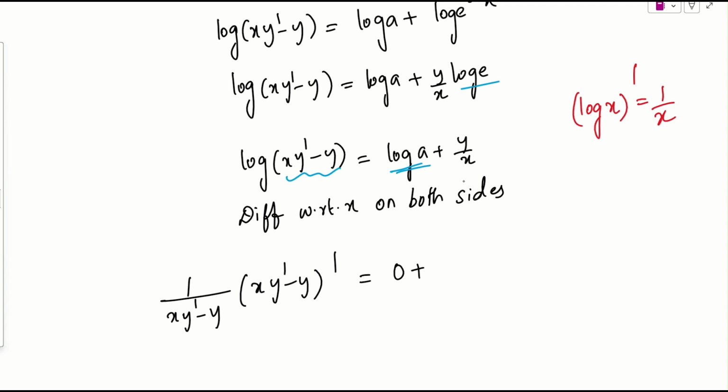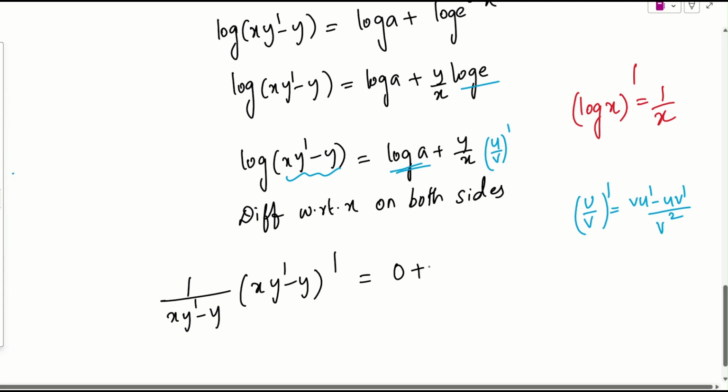Right? And what is the right side? That is in the form of y by x. If you know, y by x means this is u by v. So we can apply the quotient rule here. U by v we have seen already. What is its derivative? It is v u dash minus u v dash by v square. Agree? So if I apply the same thing, what will we be getting here?